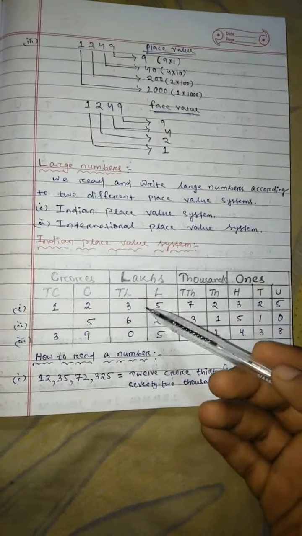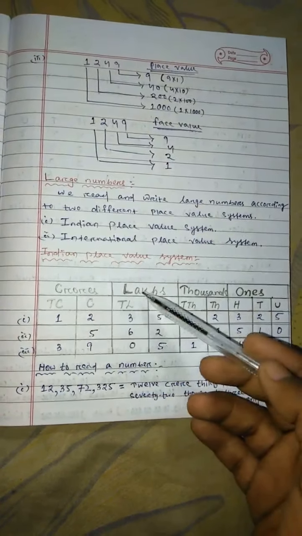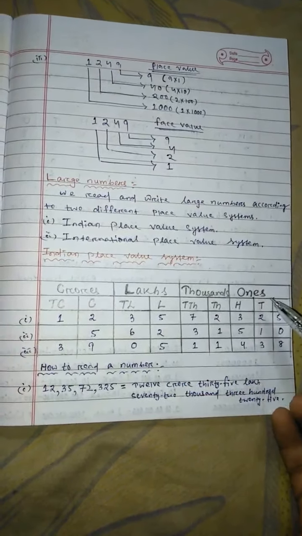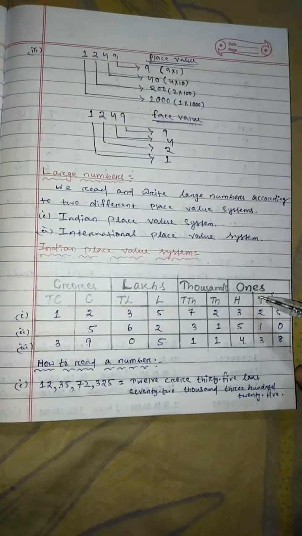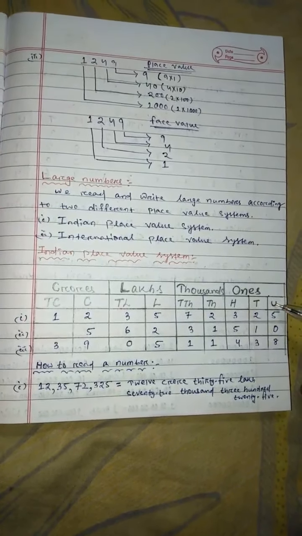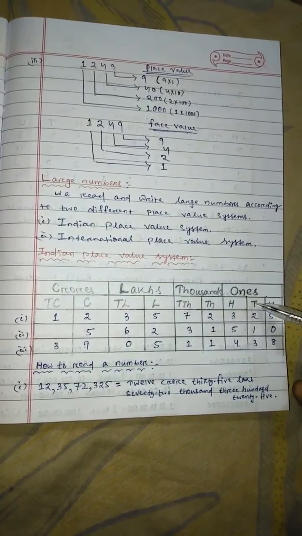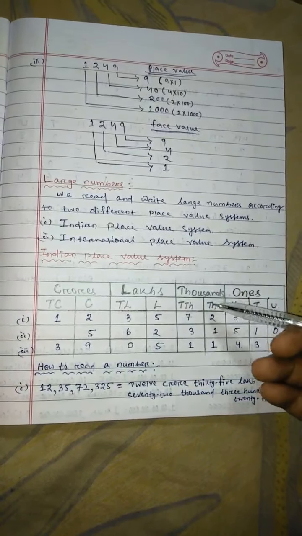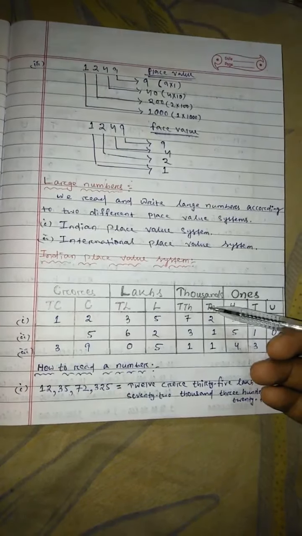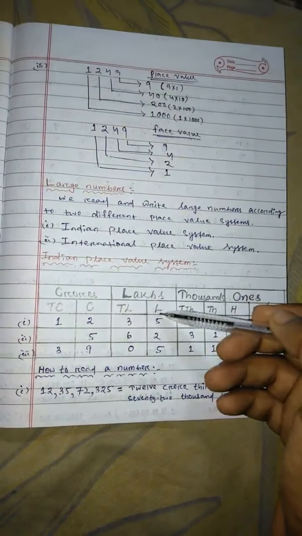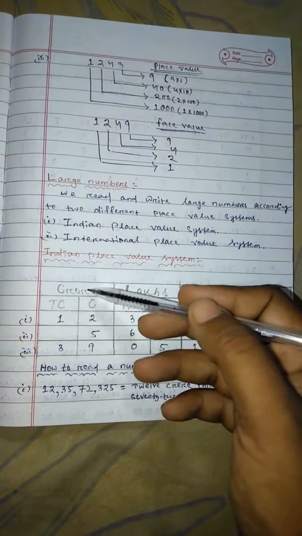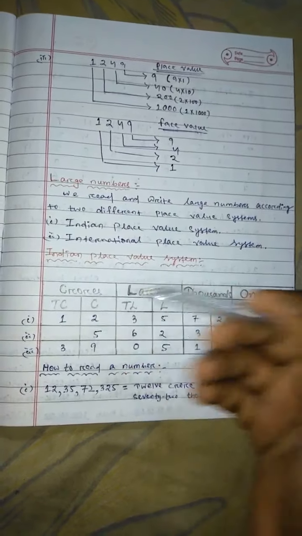In the Indian place value system, the periods are crores, lakhs, thousands and ones. In the ones period, there are three places: unit place, tens place, 100 place. In the thousand period, thousands place and 10,000 place. In the lakhs period, lakhs place and 10 lakh place. And in the crores period, crore place and 10 crore place.